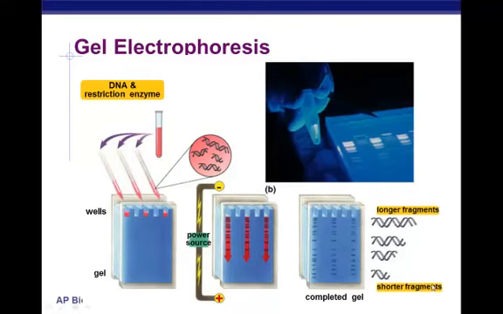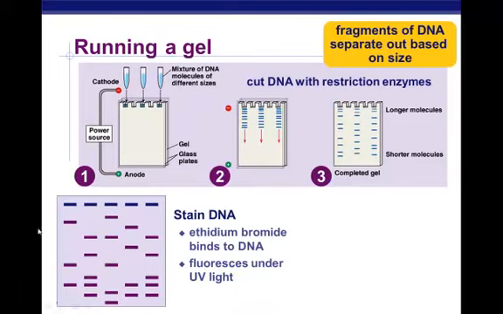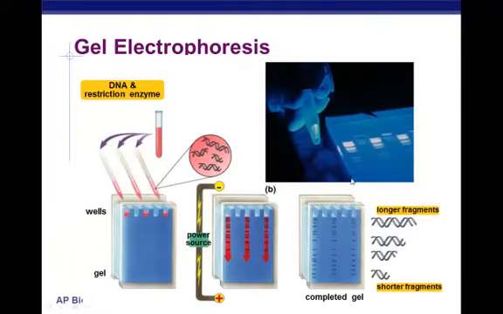Longer fragments are going to move a shorter distance, smaller fragments are going to move a farther distance on the gel. You look at running the gel and then staining. One of the stains that we can use is called ethidium bromide. It binds to DNA, has an attraction for the DNA, and it glows under UV light. If you look at this little gel picture here, you can see how it's going to glow or fluoresce. This has been stained with ethidium bromide.